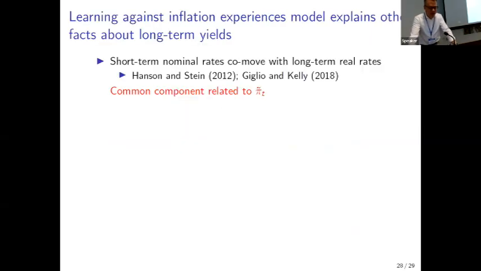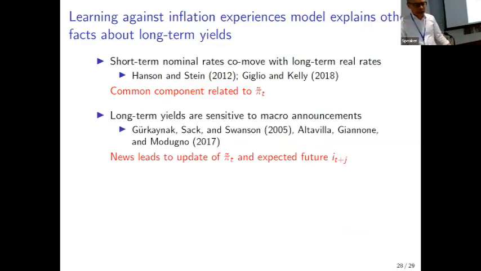The paper has a few more things to say about other things that we know are empirically going on with real and nominal rates. For example, there's a puzzle that short-term nominal rates move a lot with long-term real rates. That also happens in my model, because both of these have a common component that's moving with these long-term inflation expectations. Long-term yields are sensitive to macro announcements. That happens in my model too, at least to the extent that the macro announcement is news about inflation, because news about inflation leads to an update of long-term inflation expectations, which then feeds into monetary policy and expected short-term rates and so forth.